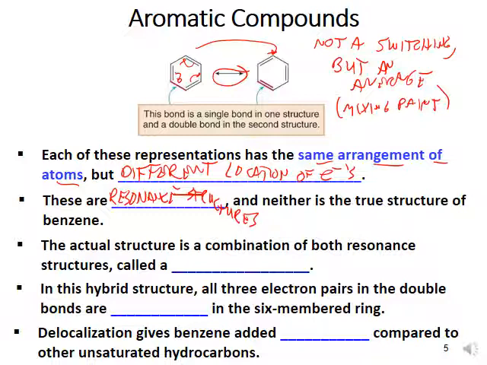We don't have things switching between. Instead, it's sort of an amalgam, a mixing, a smearing out of all the possible combinations so that there's one particular color. That's what a resonance structure is. Okay, so the actual structure is a combination of both. We could even say all the resonance structures, and they call it a resonance hybrid.